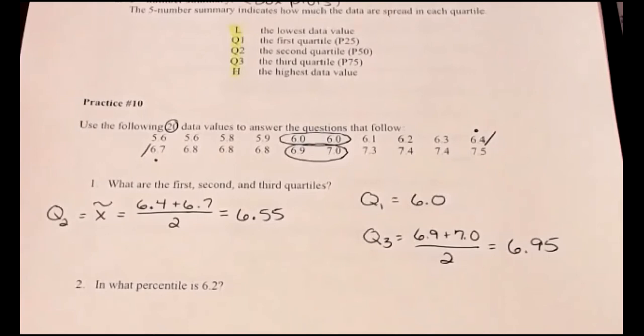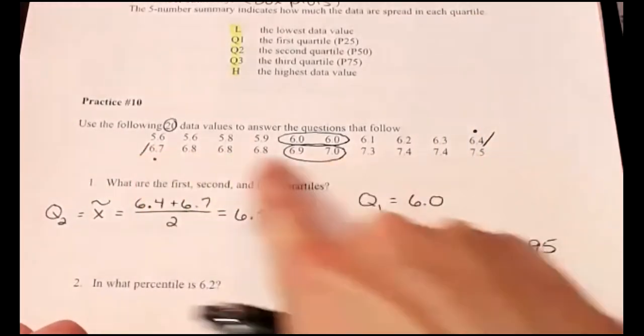Okay. Any questions for me on finding the first, second, and third quartiles? I have a question. Yes. So for Q3, I thought that we were going to subtract the 7.5 to 5.6. I don't know why, but why did you add the 6.9 to 7.0?